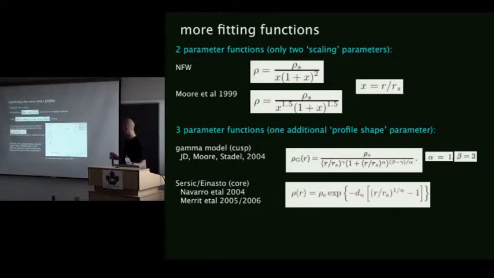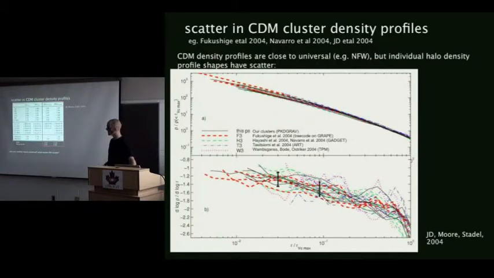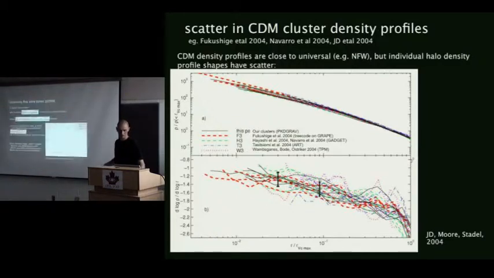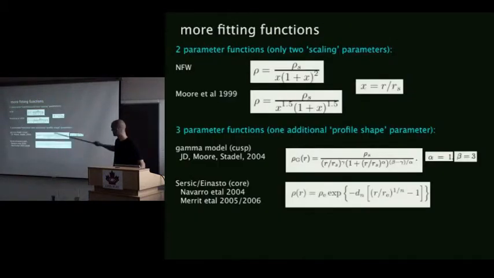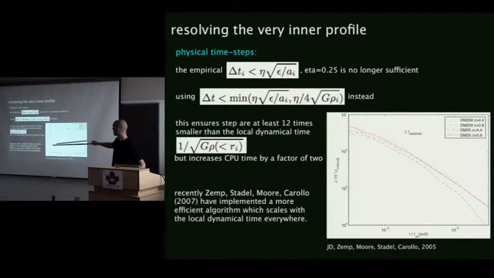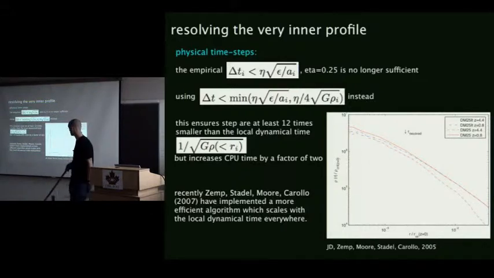And at this resolution, it's actually unclear which one of the two is better. They both fit very well, of course much better than the two-parameter function, but it's unclear which one of these, the cuspy one or the core one, to prefer. I also have to say that it's very hard to resolve these inner high-density regions, just numerically.